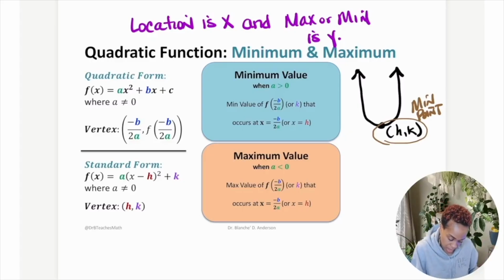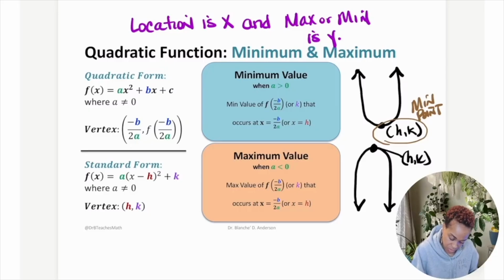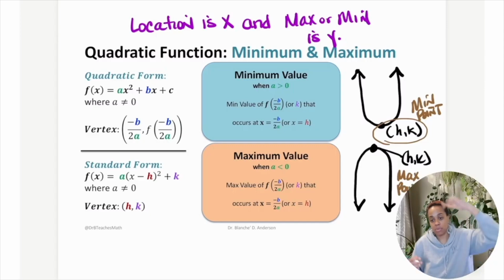So if a was less than 0, you would actually have a parabola that goes this way. This would be your vertex. And then this would be a max point. That would be a max value. I'm running out of room. But that would be your maximum point. So you would say I had a maximum point at this y value, and it's located at this x position.